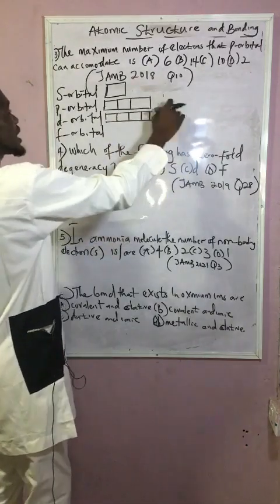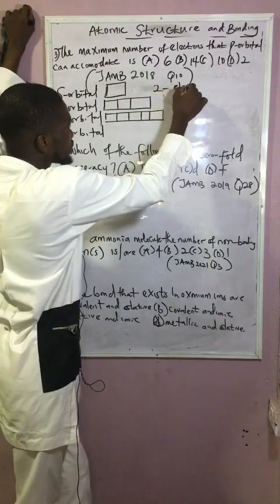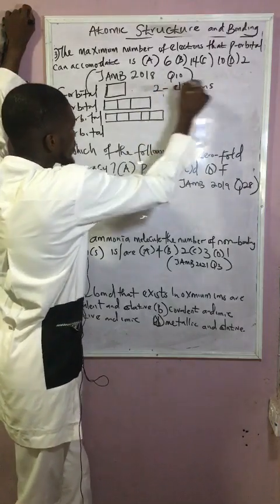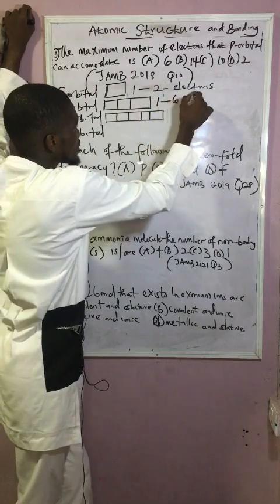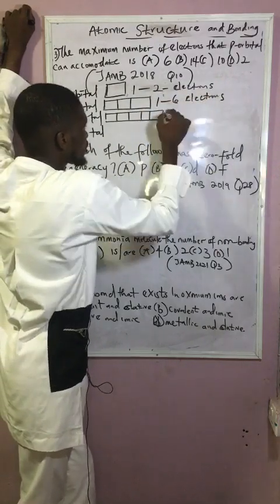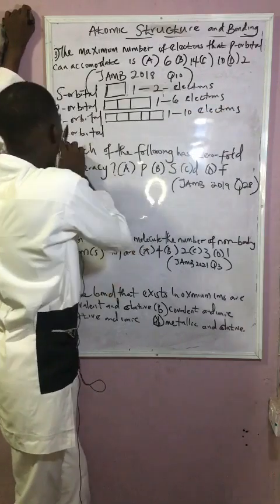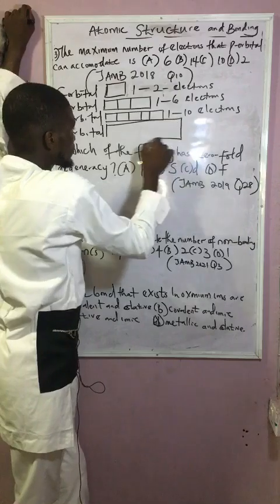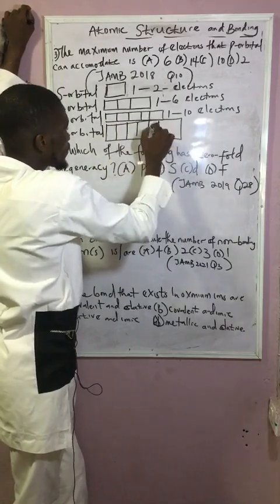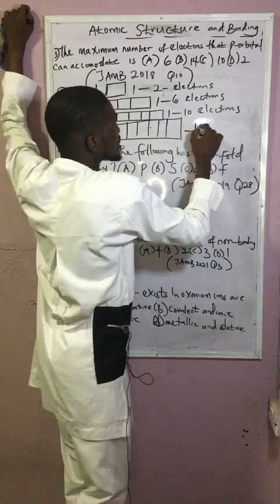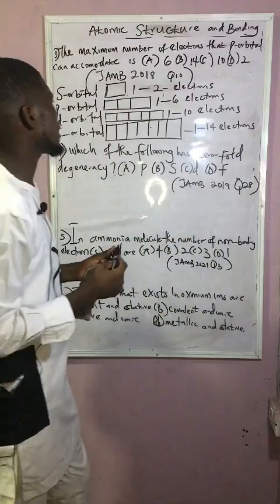So now it means that this s here can contain what? 2 electrons. These can contain 1 to 6 electrons. These 1 to 10 electrons. Wipe this off. 1, 2, 3, 4, 5, 6, 7. This can contain 1 to 14 electrons. So guys, look at this now.